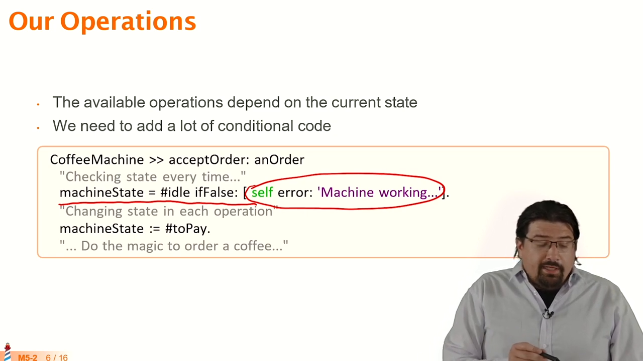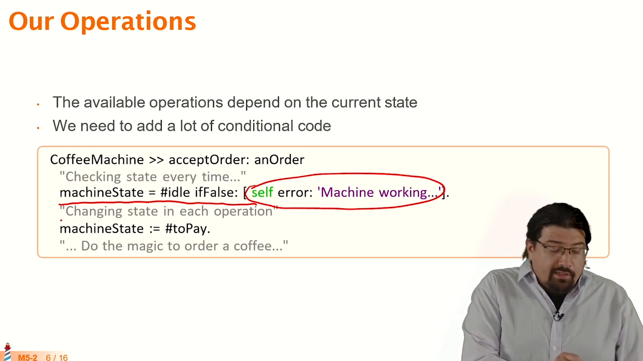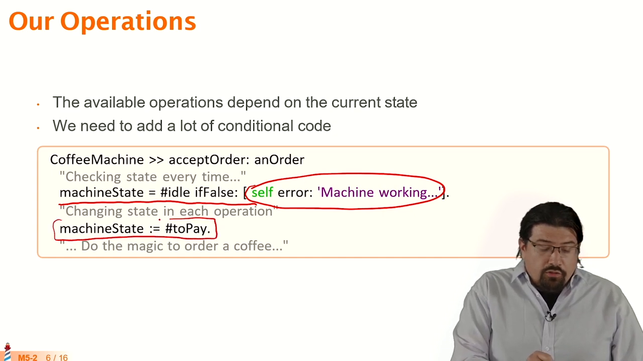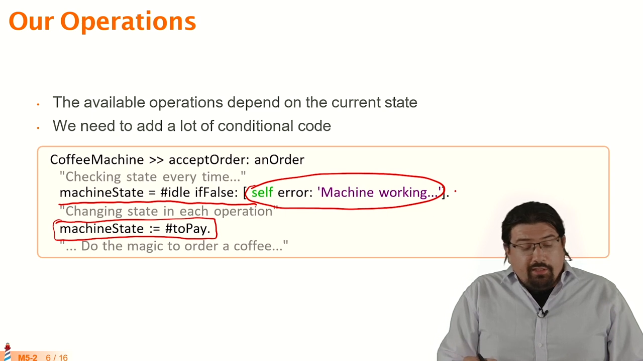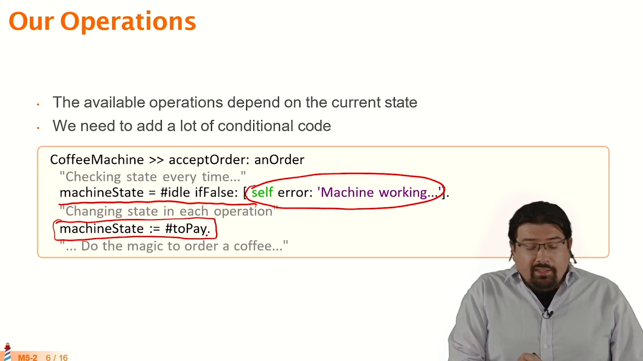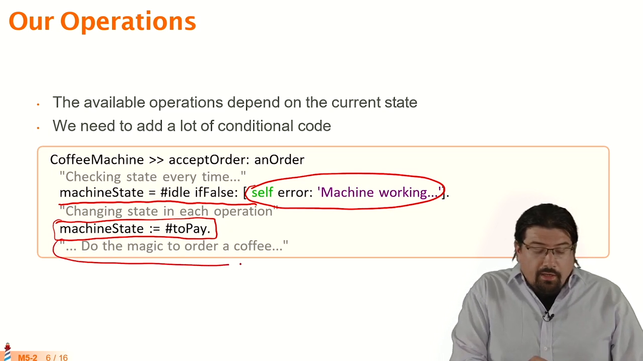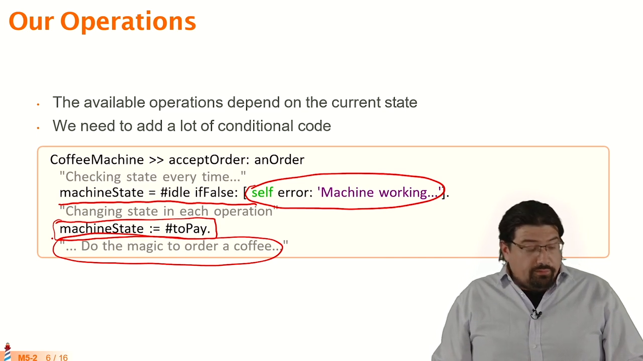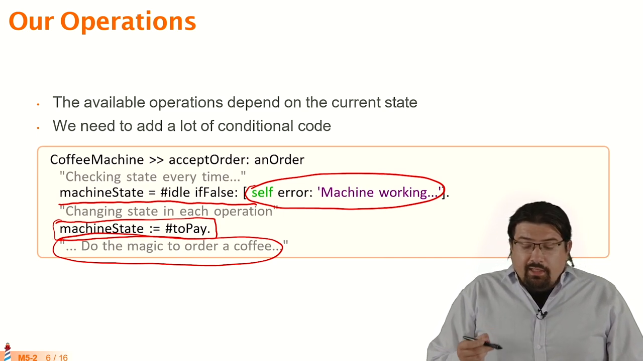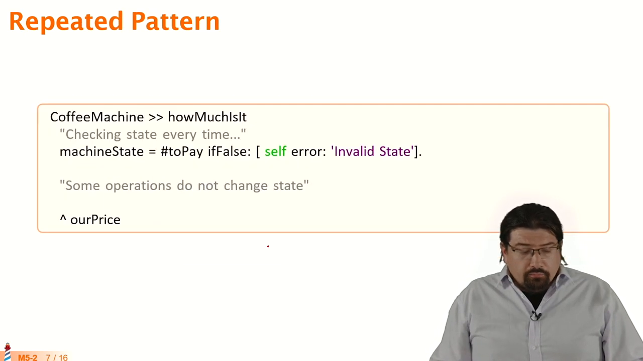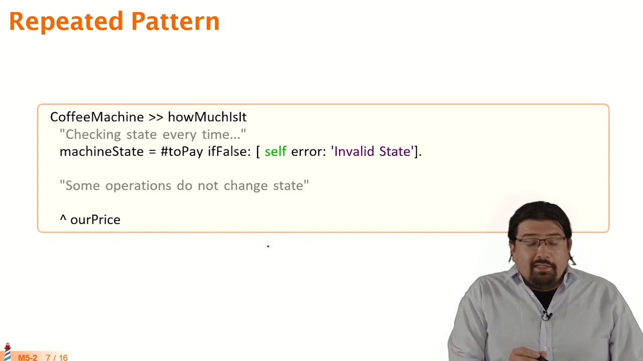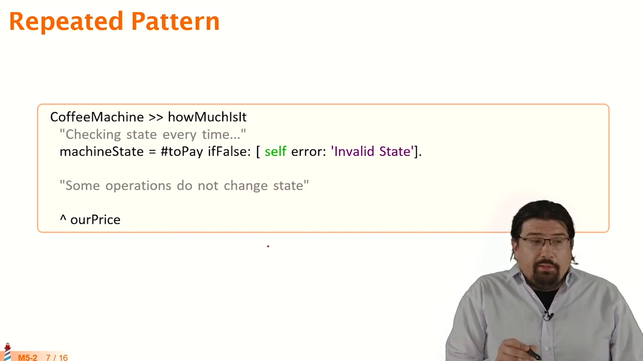Also, we are going to handle the state of the machine by hand. So in each of the operations, we have mixed conditional code to check if we are in the correct state, code to handle the transitions of states, and then the real code that does the actual operation. This starts being much more complex than only having the real operation. We can see that this pattern is repeated in all the operations that we have.